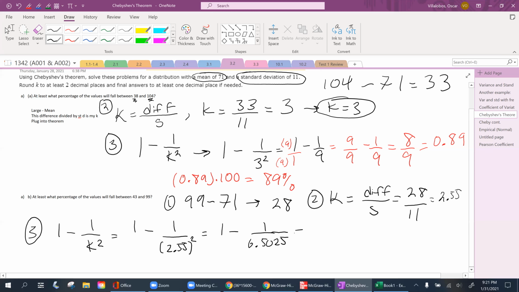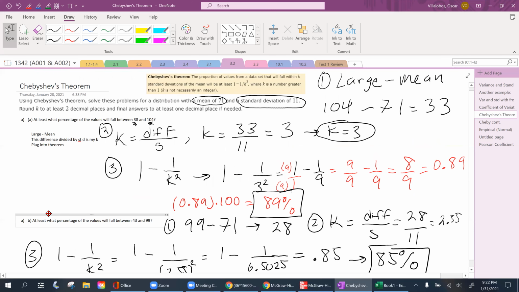And in the calculator, how I would plug this in would be 1 minus parentheses 1 divided by 6.5025, and I get, we wanted this last value up to 1 decimal, but we'll keep it to 2, 0.85. And if I multiply this by 100, this is going to be 85%, and this was 89%. And this here is Chebyshev's theorem.